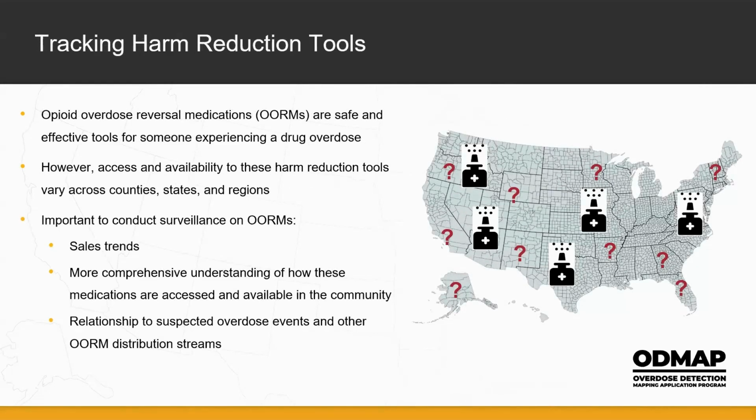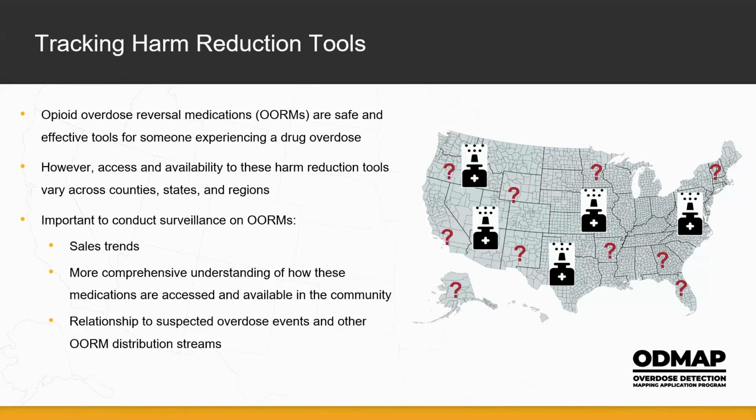Opioid overdose reversal medications, or ORMs, are safe and effective tools for someone experiencing a drug overdose. Expanding access to these medications is paramount, with the FDA approving naloxone for over-the-counter use in March 2023, while all states currently have naloxone access laws in place. However, access and availability to these harm reduction tools, of course, varies across different regions.